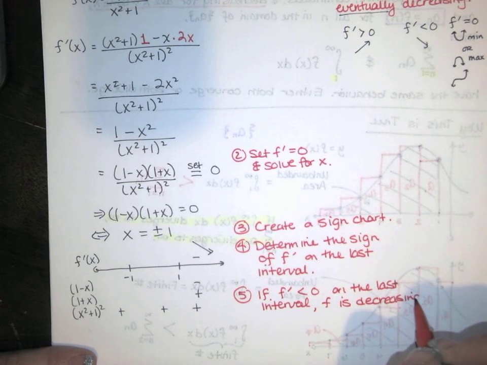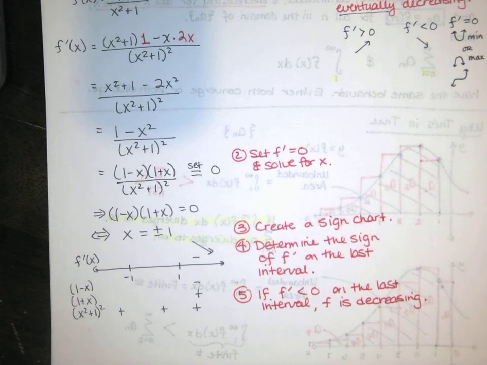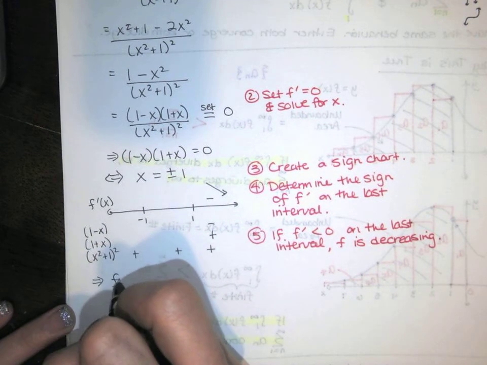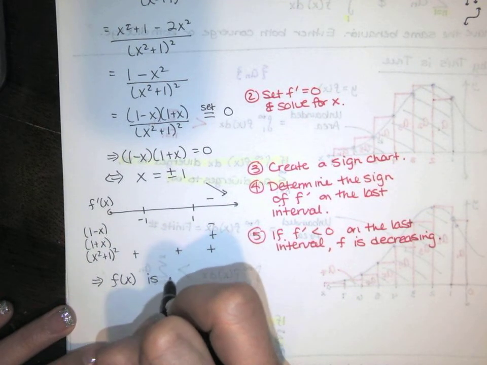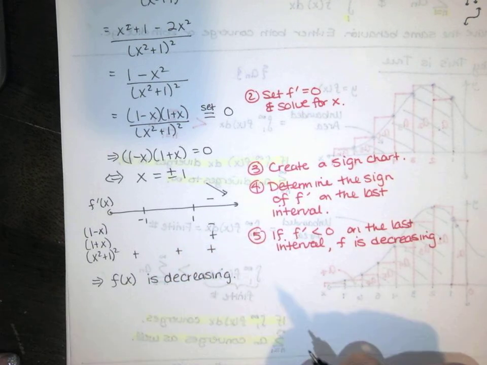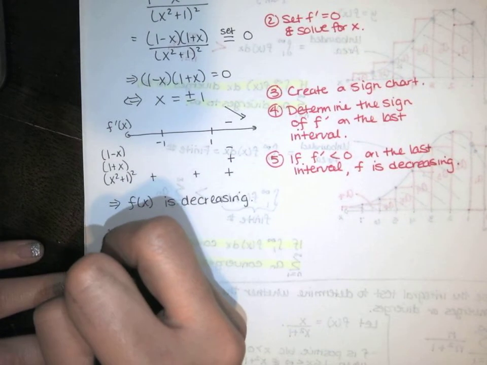Okay, I'm running out of time. So I've just proved that my function is decreasing. It's positive, continuous, and decreasing, therefore I can use the integral test. So now I use the integral test.